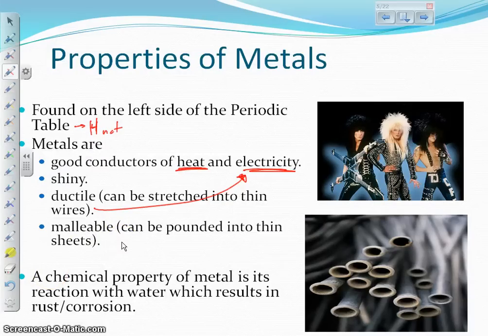And basically, a chemical property of metals is that they react with water, which can result in rust or corrosion. So most metals can rust or corrode or change color, and I'm sure you've seen that within steel or tin or iron or copper that we used in class when we did the separation of mixtures lab.